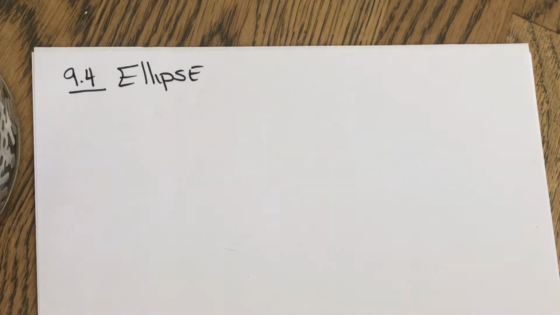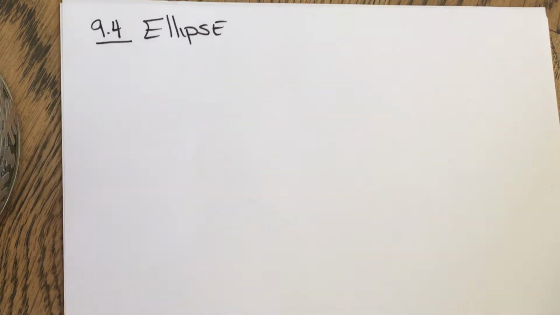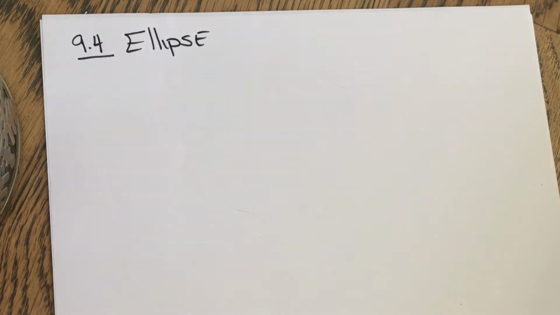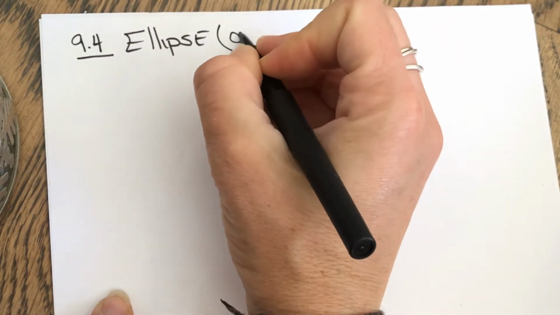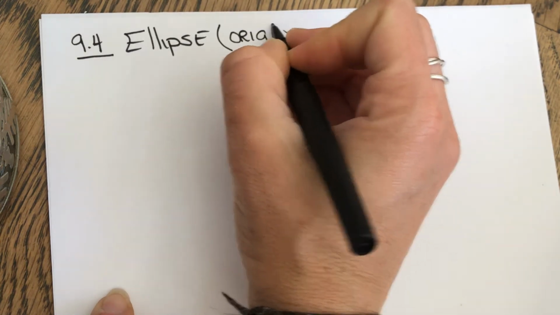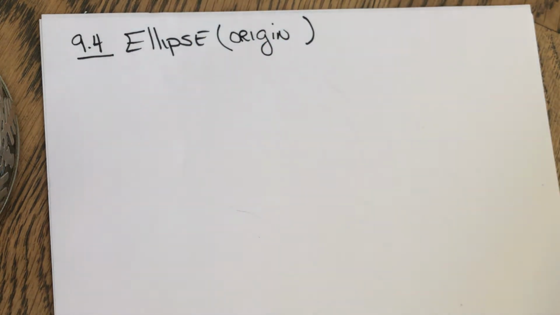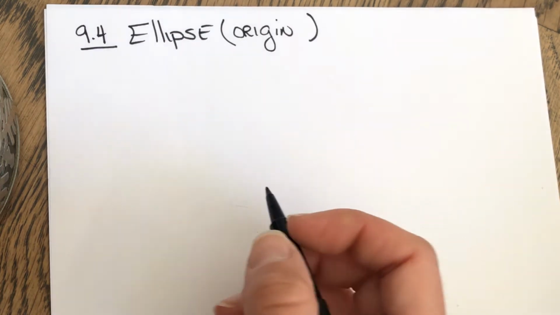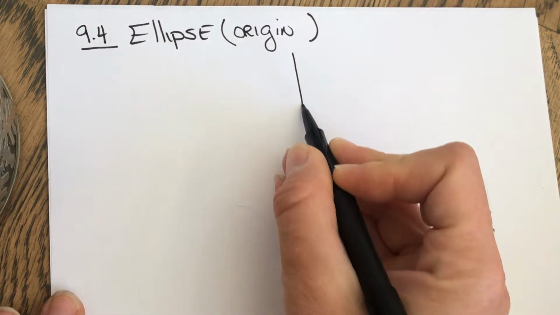Okay, you guys, this is 9.4. We're learning our next conic, and it's called an ellipse. Today, obviously, we're going to start with just at the origin. So let me show you what a picture of an ellipse looks like and get you guys the vocabulary. And then same thing as we did for your parabola and all that other stuff, give you a couple of scenarios. So here is what an ellipse looks like.